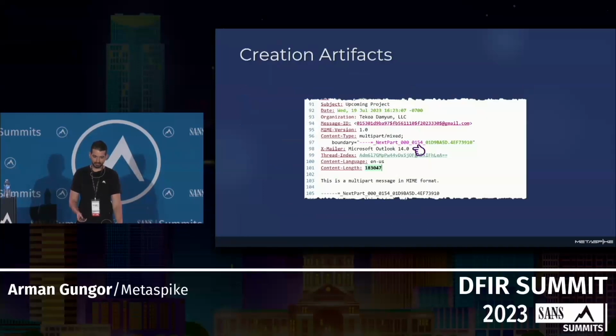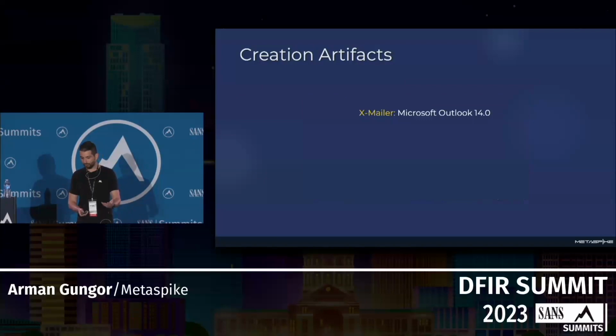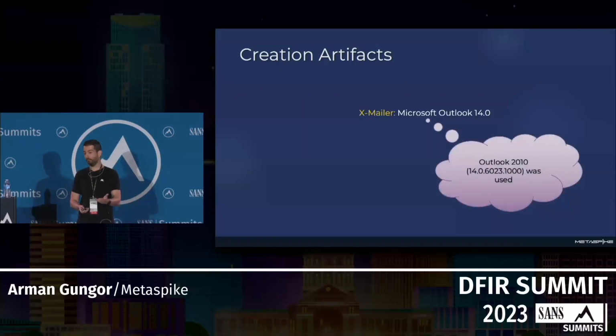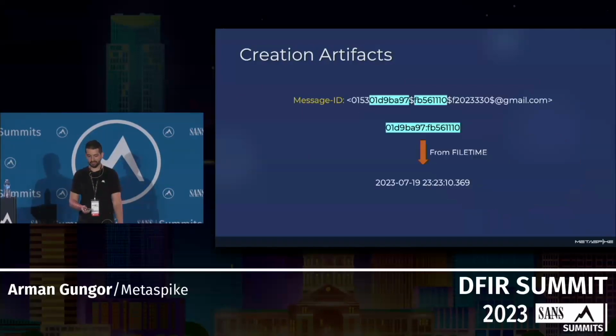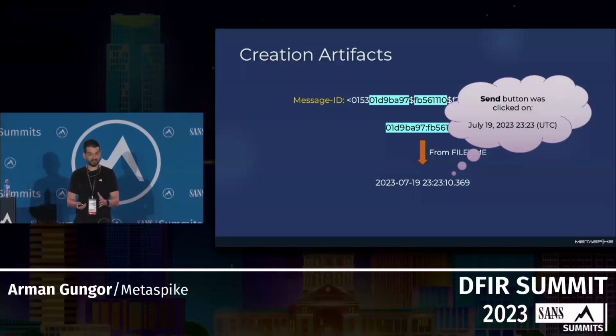So let's go back here. So this was the Xmailer header that I was talking about, and that is pointing to Outlook 14 here. And Outlook 14 was used, so there's that tie in there that I was talking about. So going back to the message ID, so we're looking at this file time value. If you convert that to a human readable form, it's showing us 11:23 p.m. in UTC. And if we recall, that was the exact time of when the send button was clicked. So that is not the time that we actually created the message, but the time that we sent it in UTC.